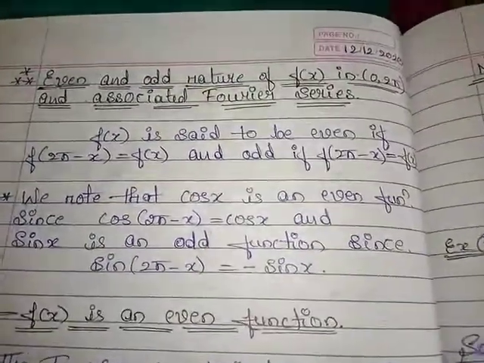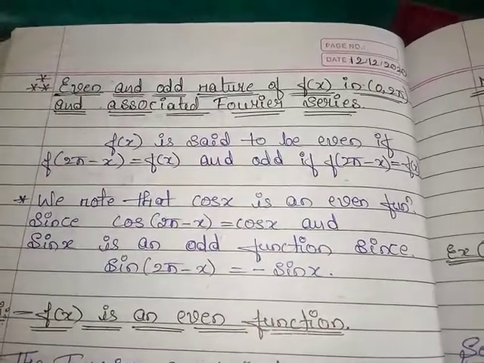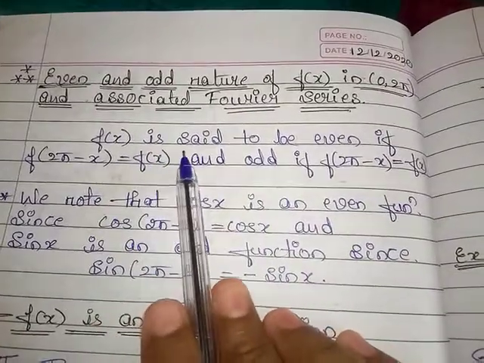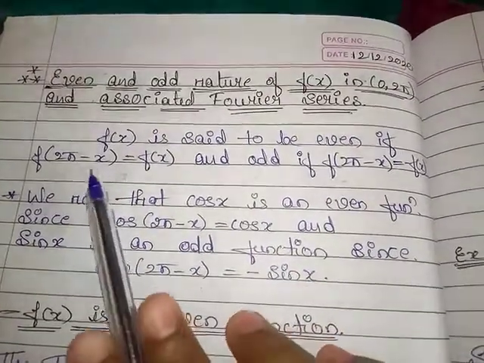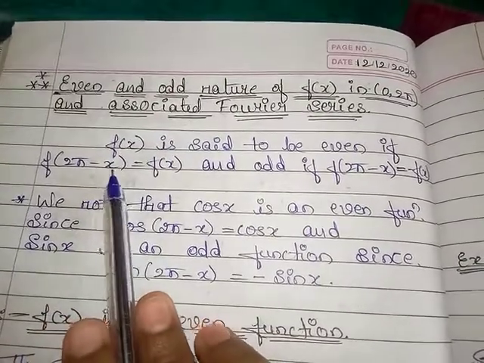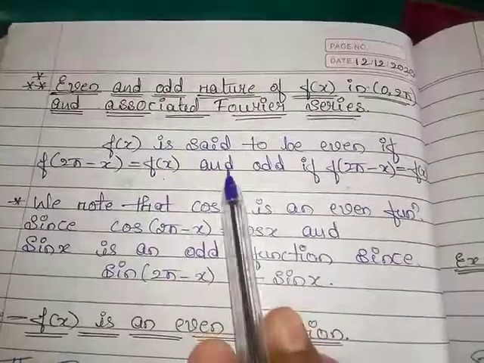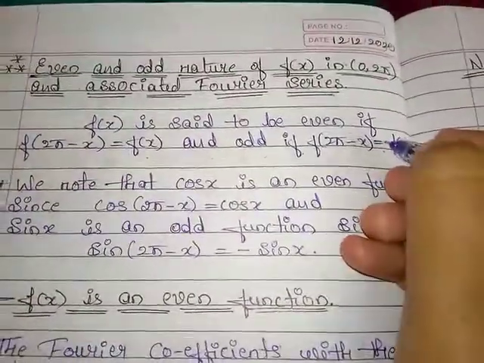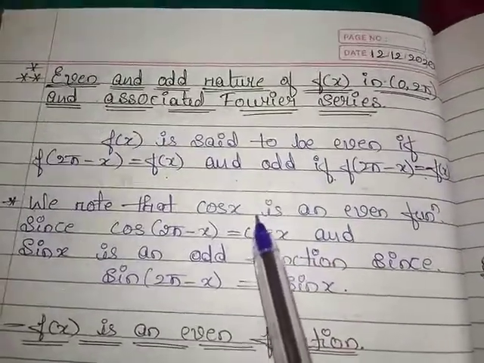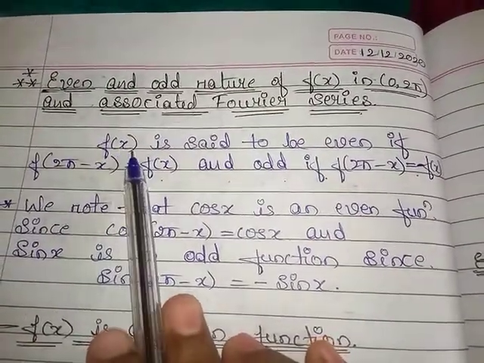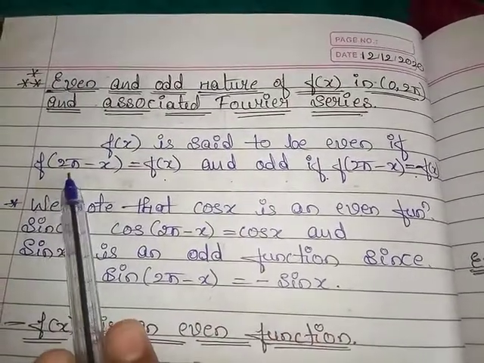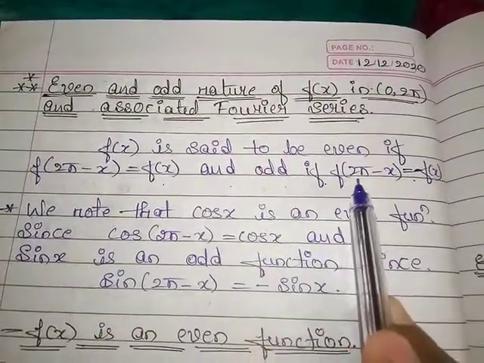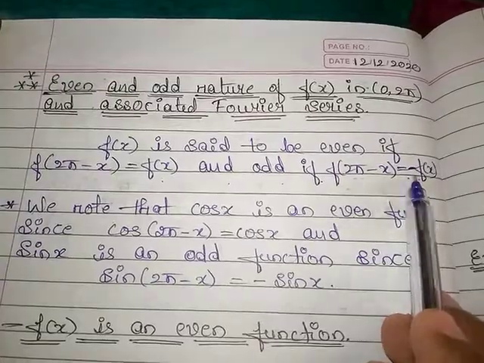See here what the definition is when the given function is in the interval 0 to 2 pi, for even and odd. f of x is said to be even if f of 2 pi minus x is equal to f of x, and odd if f of 2 pi minus x is equal to minus f of x. Means when f of 2 pi minus x is equal to f of x, then it will be even. If f of 2 pi minus x is equal to minus f of x, then the given function f of x is odd.